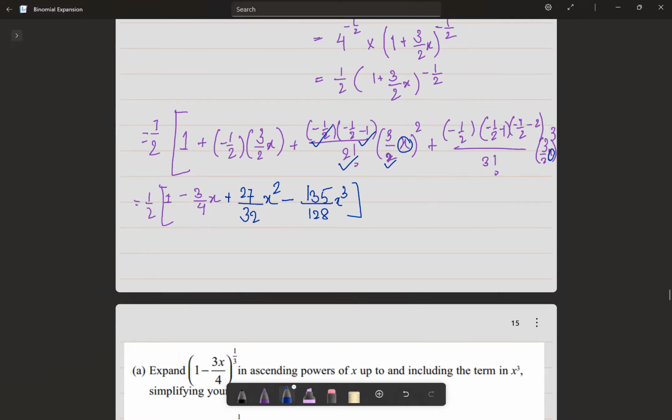Now when you multiply half with everything, you're going to get half minus 3 by 8 x plus 27 by 64 x squared, and then minus 135 by 128 into half, which gives you 256 x cube.